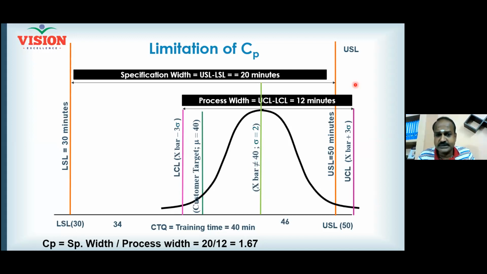CP more than 1.67, at the same time control limits inside the specification limit, then probably it speaks about capability. And the industry rule is CP should be more than 1.67. And who gives the rule? Again, AIAG, Automotive Industry Action Group.